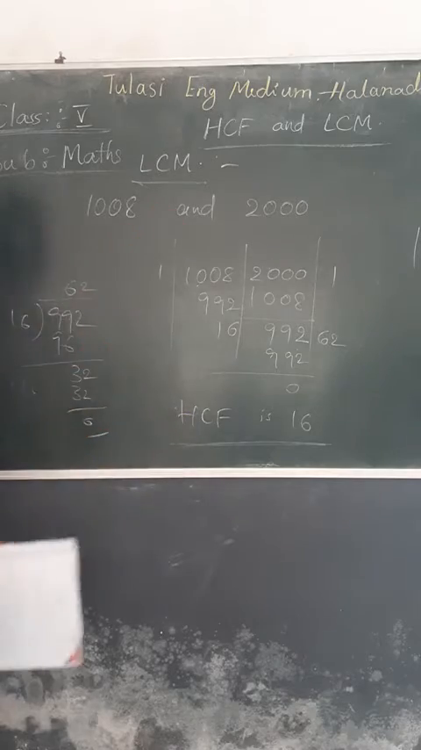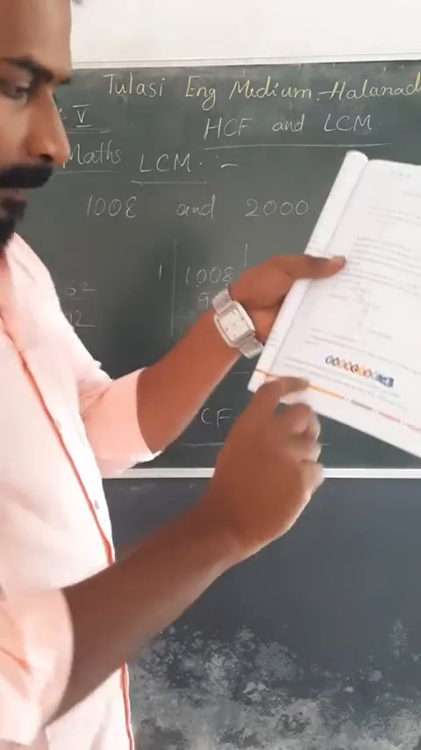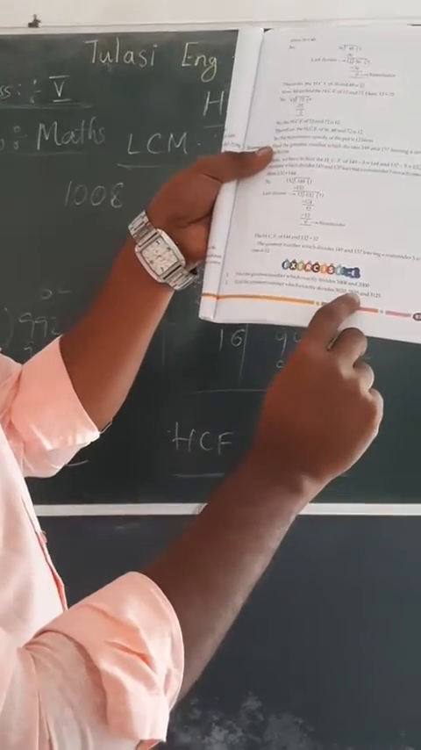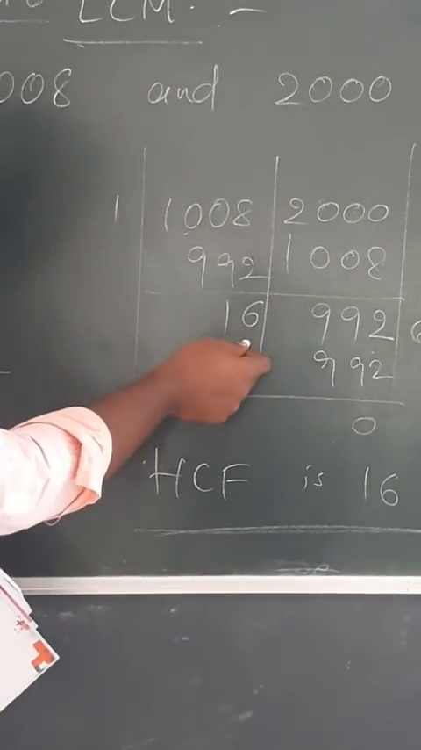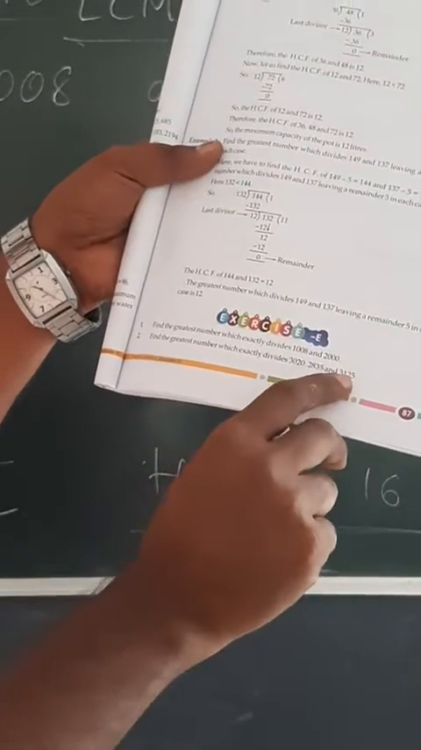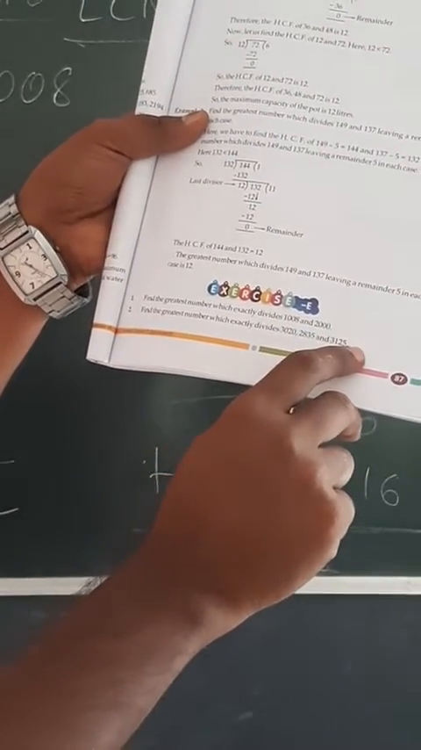HCF of these two numbers. Here there are three numbers. You have to find the HCF of the first two. You will get the last divisor in the same way. Then, with the last divisor and the third number, you have to find the HCF of those two.